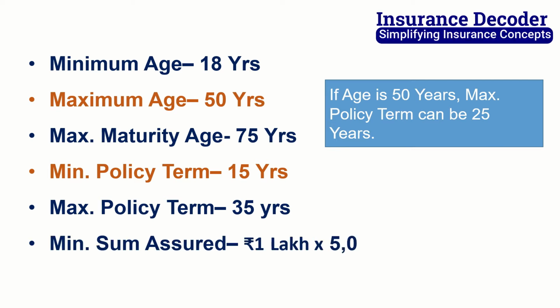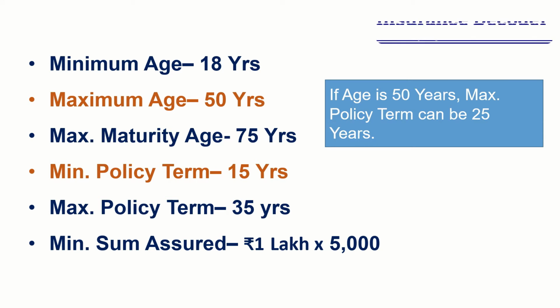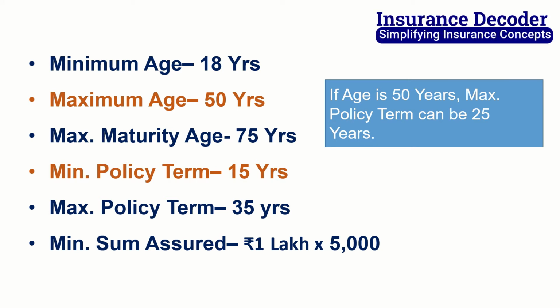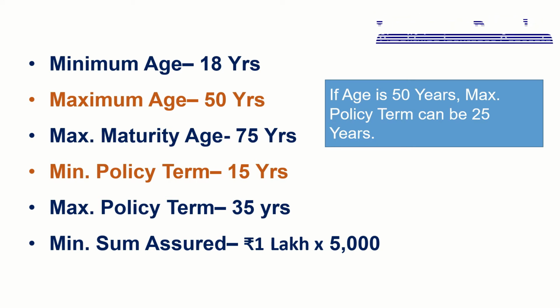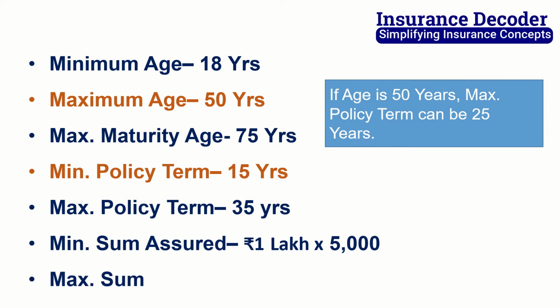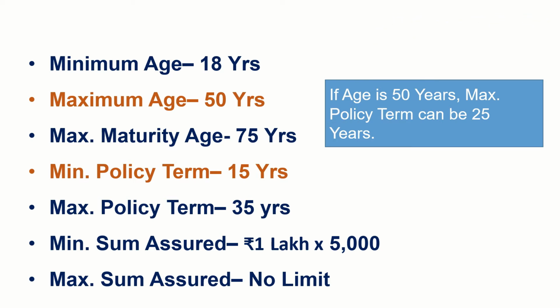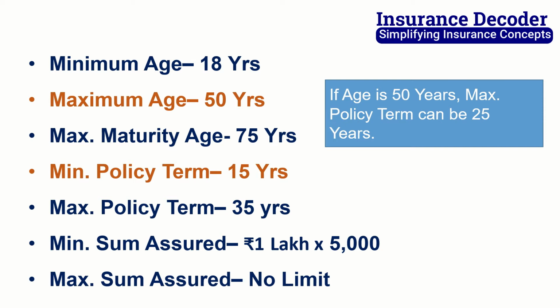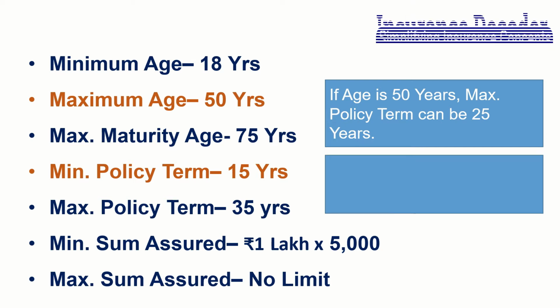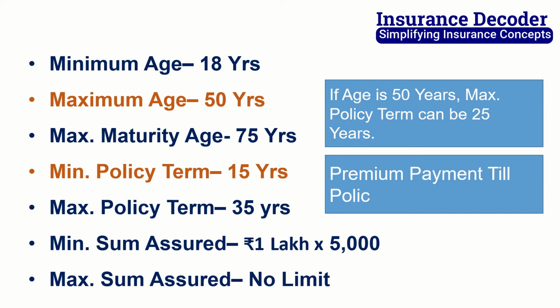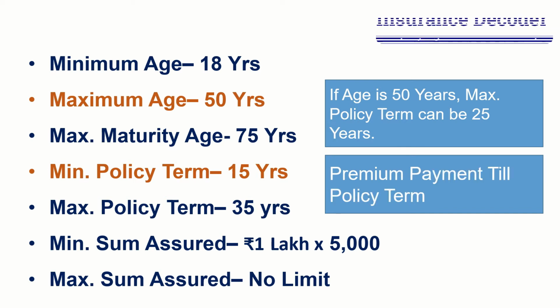Minimum sum assured you can take is 1 lakh and thereafter in multiples of 5,000. That means 1 lakh, 1 lakh 5,000, 1 lakh 10,000, 1 lakh 15,000 and so on. And there is no limit for the maximum sum assured. However, the maximum sum assured depends on your financial capacity and other factors, and it also depends on the underwriter's calculations. And the premium payment term is as long as your policy term.